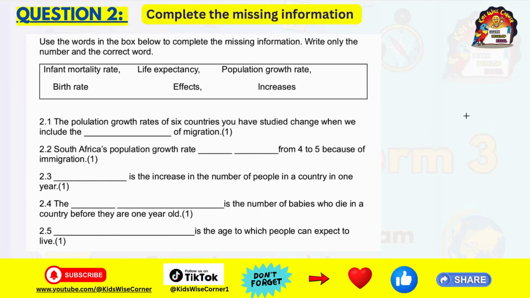Question 2. Complete the missing information. Use the words in the box to complete the missing information. Write only the number and the correct word. Our words in the word box are infant mortality rate, life expectancy, population growth rate, birth rate, effects, and increases.